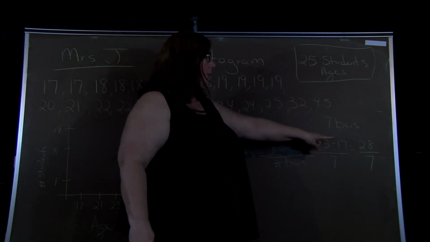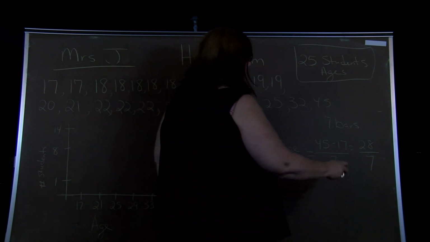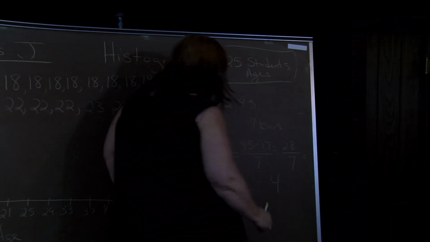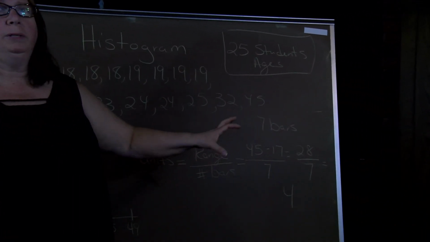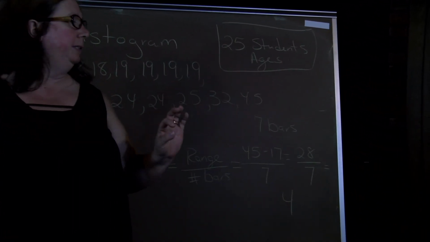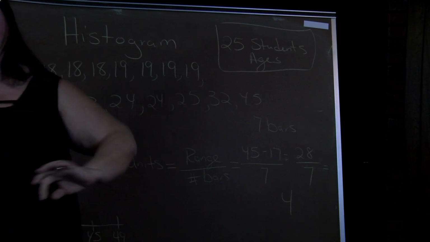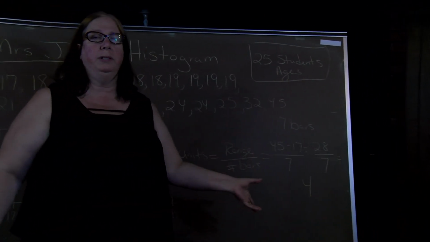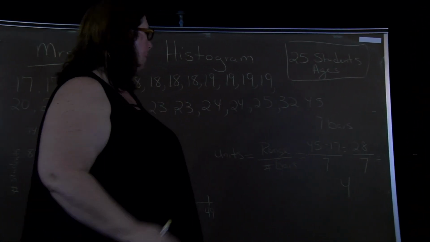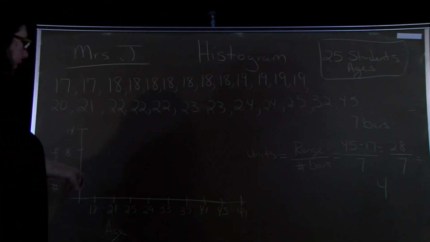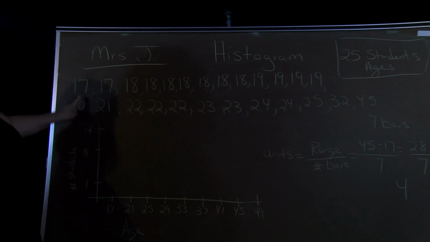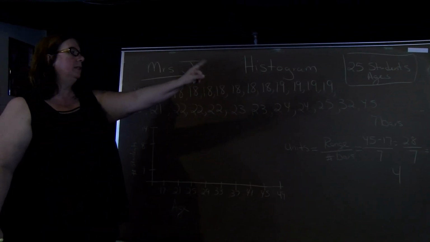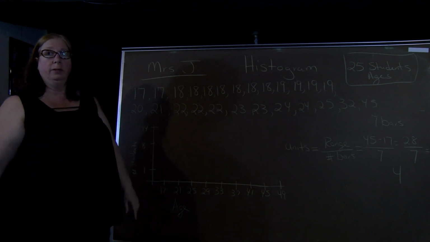Now, if you would have come up with a decimal, notice this comes out to 4. If you come up with a decimal, you round up. It doesn't matter if it was 4.1, I would round it up to 5. So if there's a decimal, you round up to the nearest whole number. But ours was 4, so I counted by 4s. Started with 17 and then just kept adding 4 until I got past my largest number.